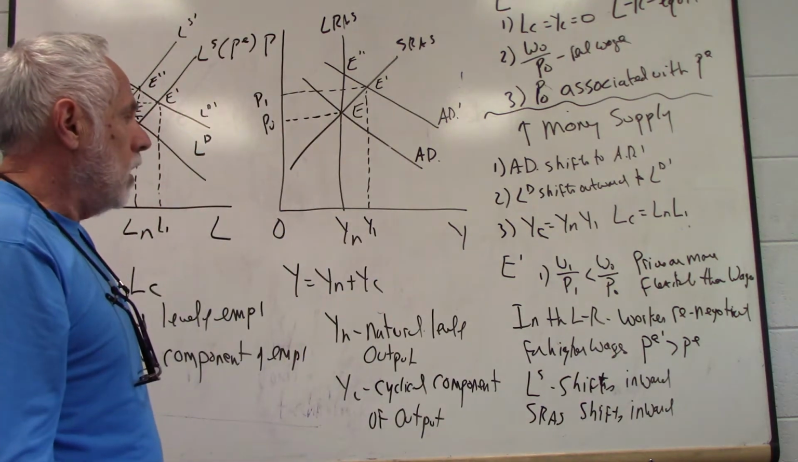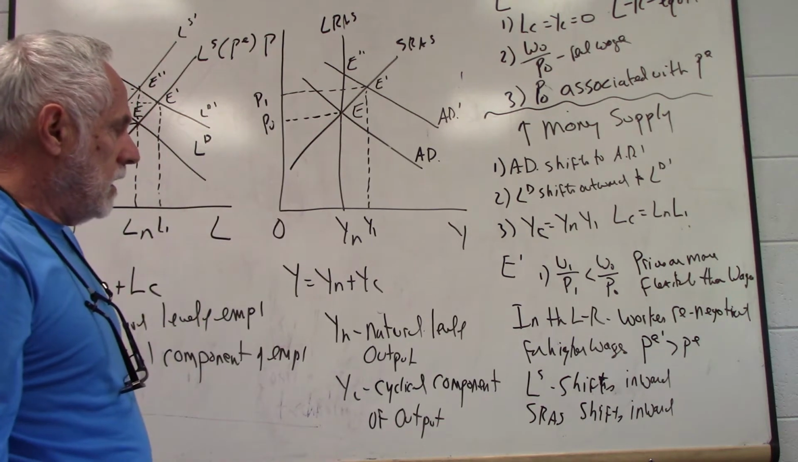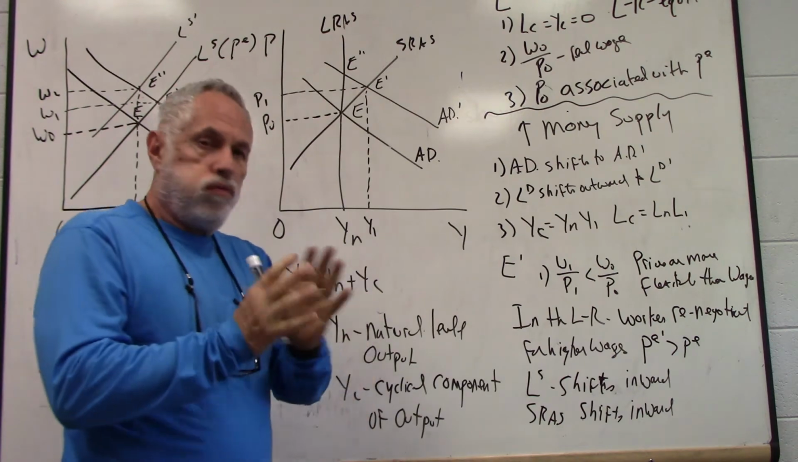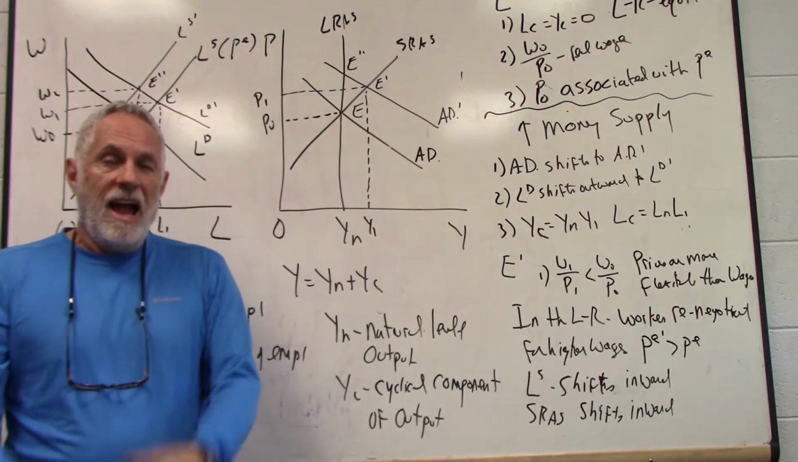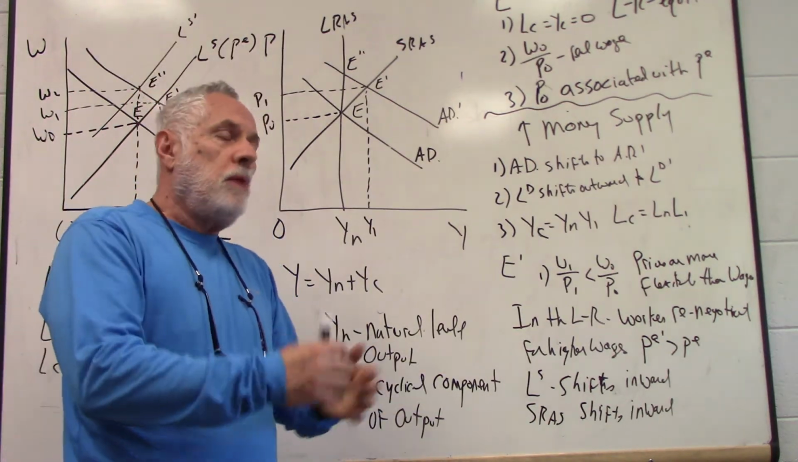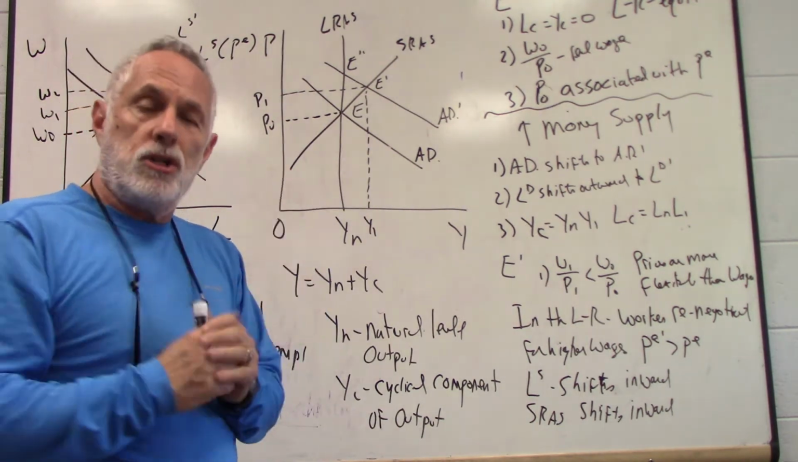Okay? So, but now at E prime, what we suggest is that prices are typically more flexible than wages. So let me ask you this. How often when you get a job does your wage increase? Your wages may increase once a year, once every 2 years. But how often do we see price changes?